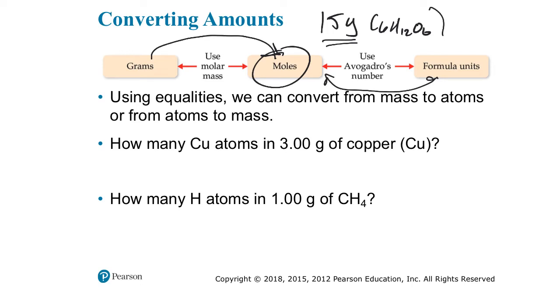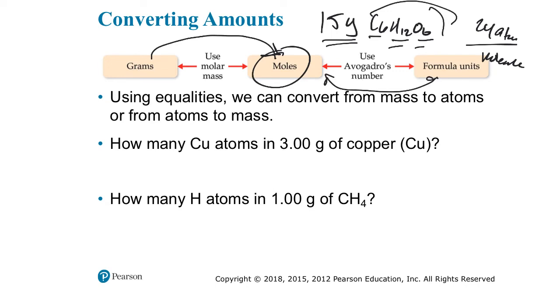You could also go one further and ask how many carbon atoms are there in the sample? Or how many hydrogen atoms? How many oxygen atoms? How many total atoms are there? Because we have 24 total atoms per molecule. We have 6 carbon atoms per molecule, so you can do further conversions. So let's take a look at 2 examples. How many copper atoms are in 3 grams of copper?